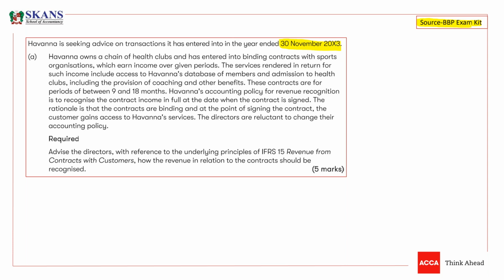Now, each accounting policy, this is important, each accounting policy for revenue recognition is to recognize the contract income in full at the date when the contract is signed. So you have to counter this argument, whether it's a correct accounting treatment, whether it's a correct accounting policy or not, whether they can do that or not. The standard which is applicable on revenue recognition is IFRS 15. So please do let me know.